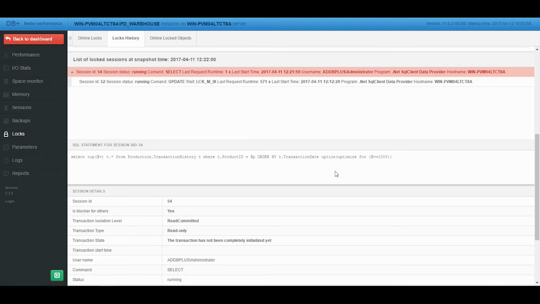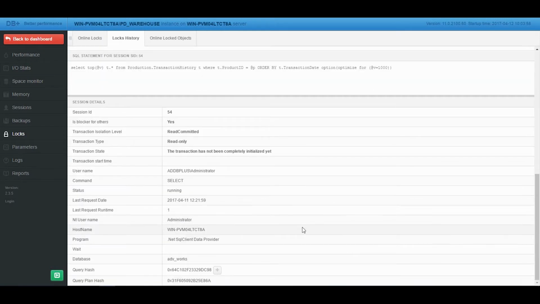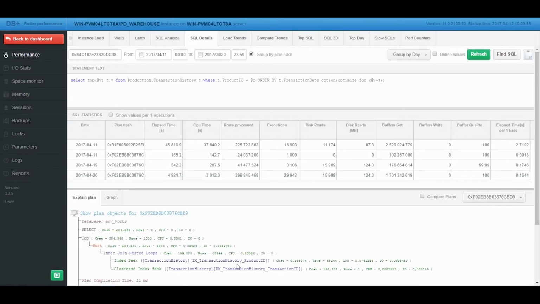To further analyze this problem, we need to check the statistics of this query to see what the query time is and why it's working so slow. To analyze the query, we need to go to the SQL Details screen, where we can see the statistics from the time span 11th to the 20th of April.